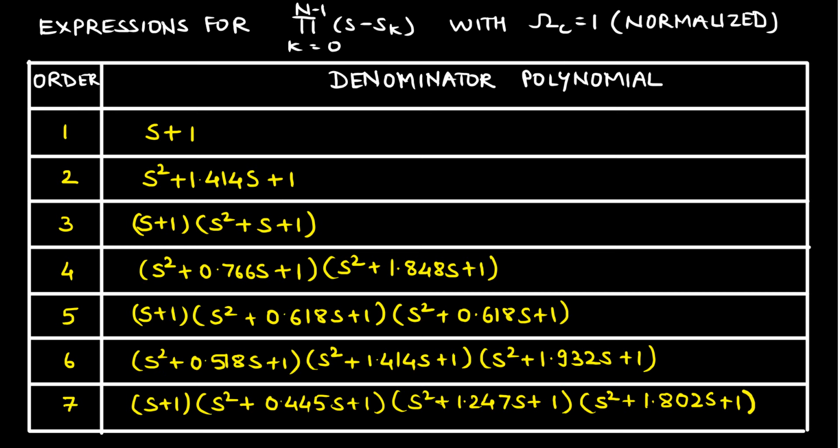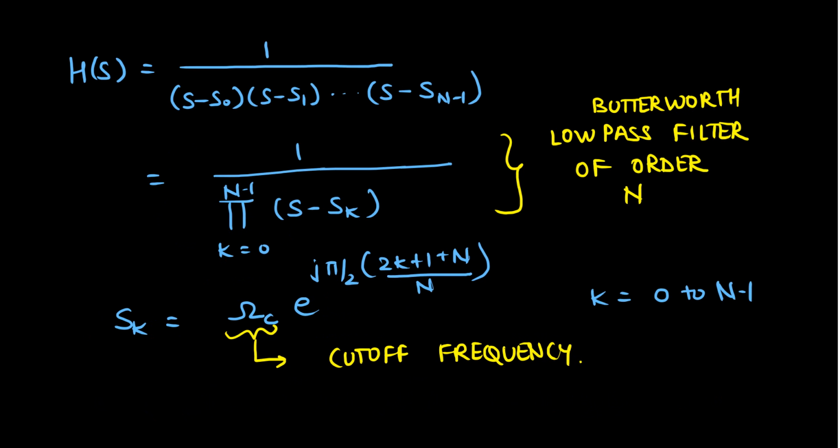1.932s plus 1. For the seventh order, it is s plus 1 into s square plus 0.445s plus 1 into s square plus 1.247s plus 1 into s square plus 1.802s plus 1. Now there is no need to remember or memorize these polynomials, as they can be easily found by using this expression.